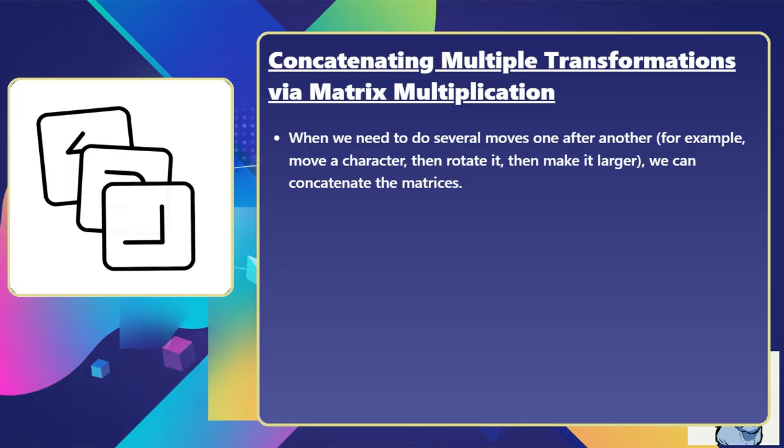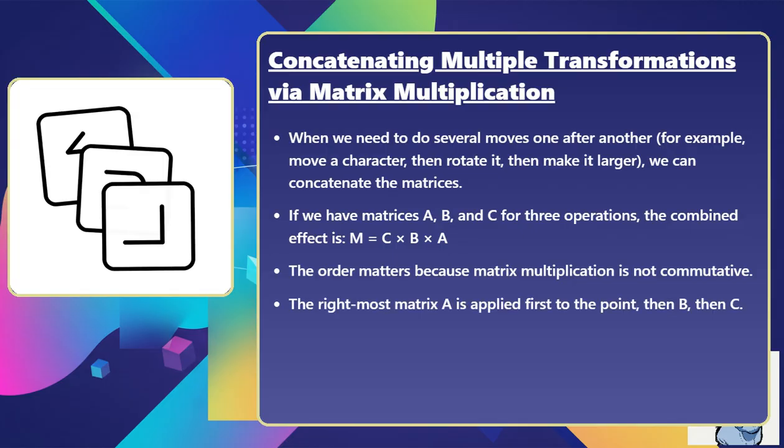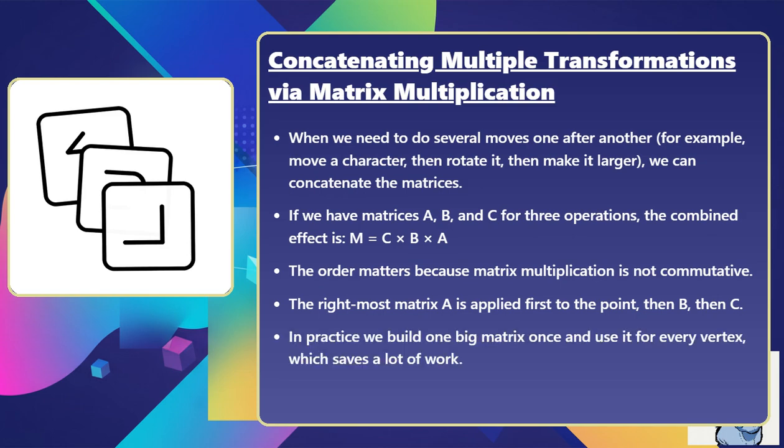When we need to do several moves one after another, for example, move a character, then rotate it, then make it larger, we can concatenate the matrices. If we have matrices A, B, and C for three operations, the combined effect is M equals C times B times A. The order matters because matrix multiplication is not commutative. The rightmost matrix A is applied first to the point, then B, then C. In practice, we build one big matrix once and use it for every vertex, which saves a lot of work.